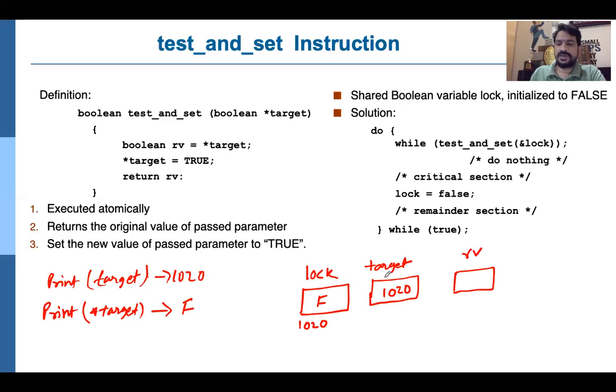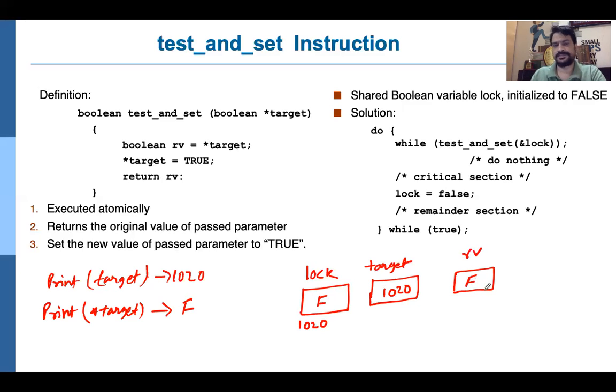Because target is a pointer, the value is nothing but the address. But if I say asterisk of target, it means in this particular address, what is the value? In this particular address, F is the value, right? So it is going to print F. So if I say asterisk of target, this will be F. So F, or false, will be assigned to RV. So what is the value of RV?